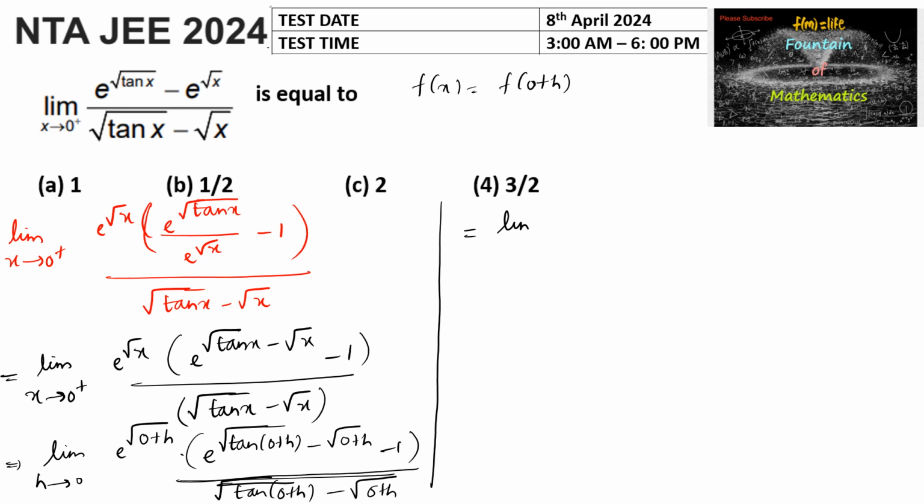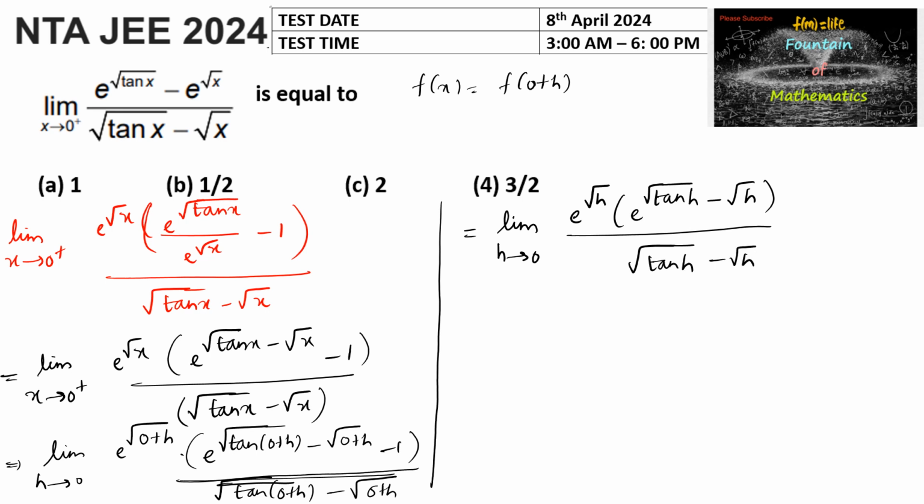which is equal to limit h tends to 0 e power root h into e power root of tan h minus root h, minus 1 divided by root of tan h minus root h. And we know the concept, limit x tends to 0 e power x minus 1 upon x is equal to 1.